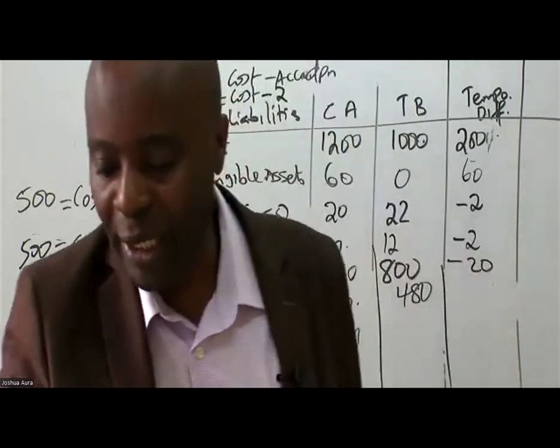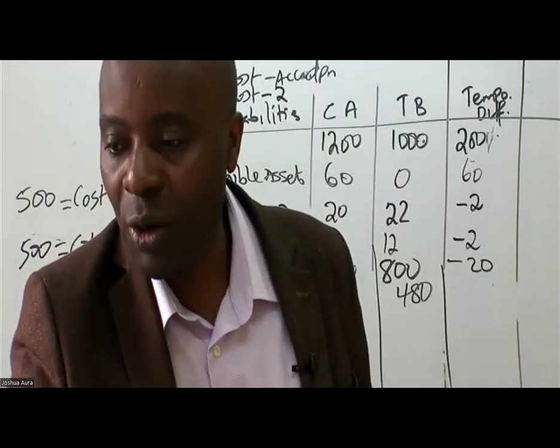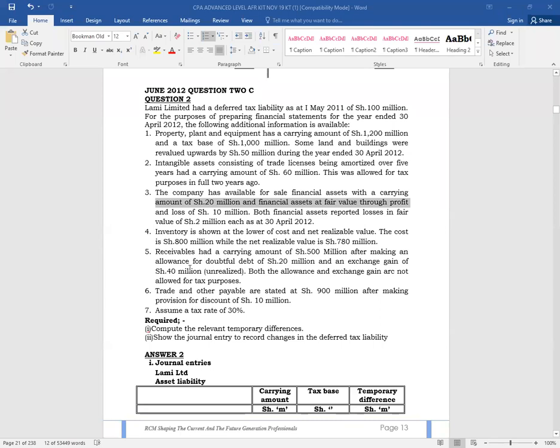How do you do this in practice? They have told you here, receivables are the carrying amount of 500. Remember this carrying amount, it's not cost. After making an allowance for doubtful debt of 20. So of course, they subtracted this 20 to get this 500. So to make good, I'm supposed to add back the 20. And then of course, the gain, you subtract.